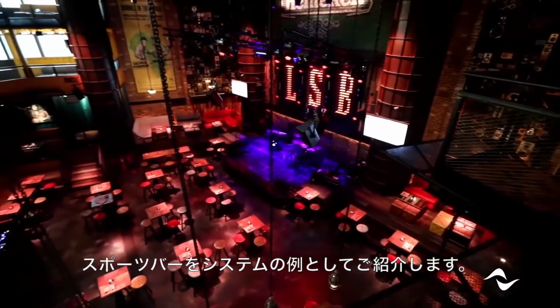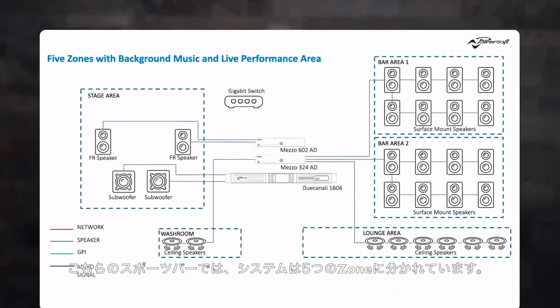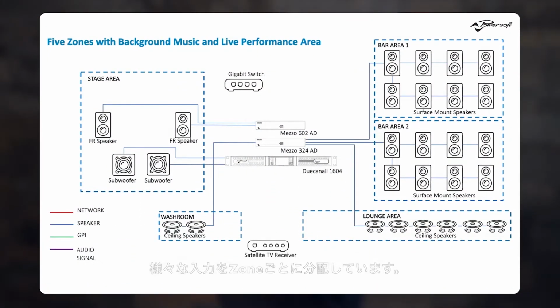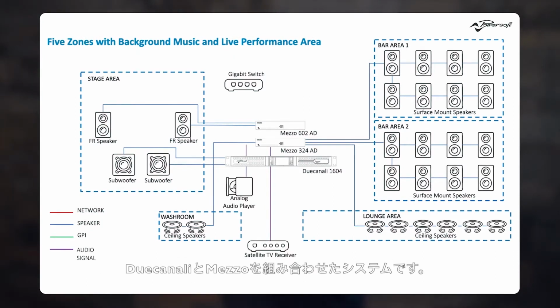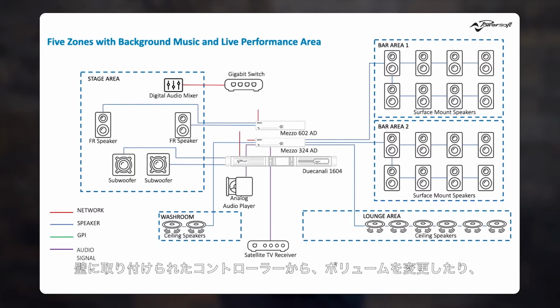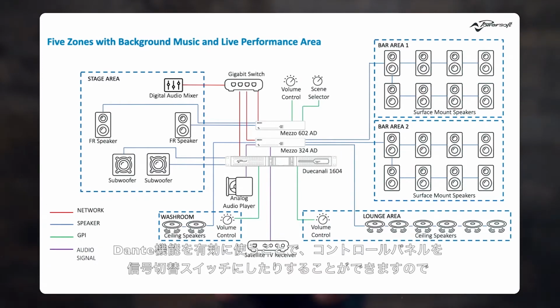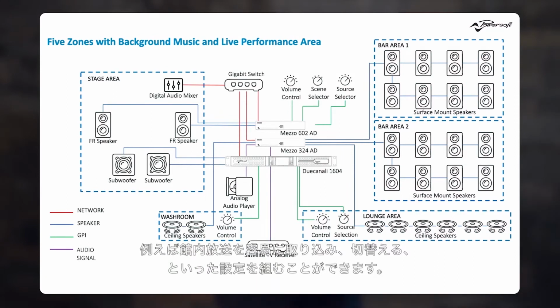So let's have a look at the example of a sports bar. In this sports bar and lounge application, the system is divided into 5 zones with various music sources and paging. With the combination of dual canali mezzo, the analog inputs are converted to Dante and fed to all the other amplifiers. Analog wall controllers provide local volume control and source selection and scene selection for each of the zones or for the entire system, while Dante-enabled wall boxes allow for integration and can switch over from external audio sources to, for example, a Dante source which is somewhere else in the building.